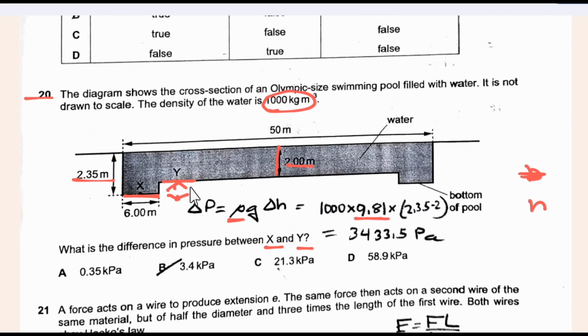So this is the difference in the height, and we need to calculate the pressure for this difference, that means we need to calculate the difference in pressure. So the difference in height is this height. So we substitute the difference in height in the equation to calculate the difference in pressure, that is 3.4 kilopascal.